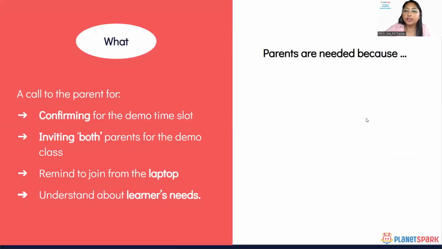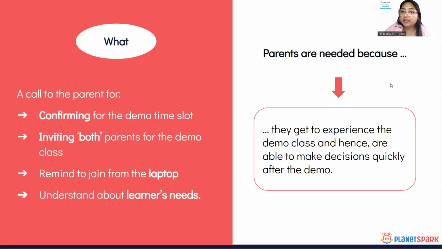So the what's of the slot confirmation call, remember: confirming the demo time slot, inviting both the parents, reminding them to join from the laptop, and understanding the child's needs. Now, parents are needed because they get to experience the demo class and hence they are able to make the decisions quickly after the demo. So while on the call, when the parents ask why both of us are needed, the simple answer we can give is, sir or ma'am, I want both of you to experience the demo class so that you can make the decision quickly after the demo. And moreover, you will get to know a practical view of how the classes happen at Planet Spark. Right?